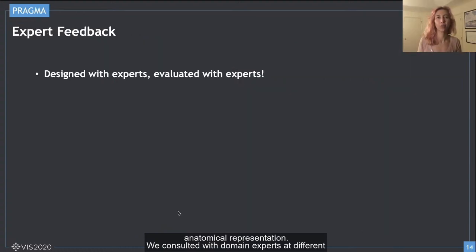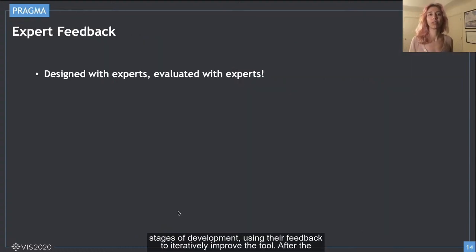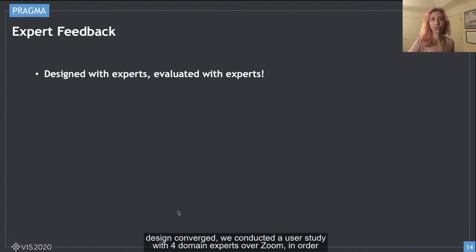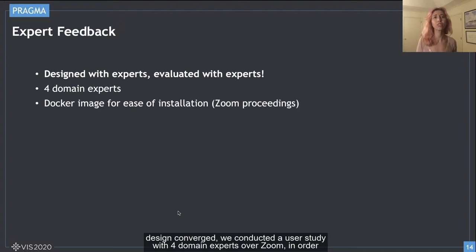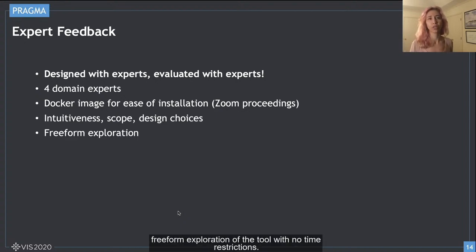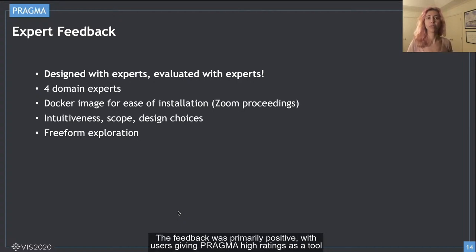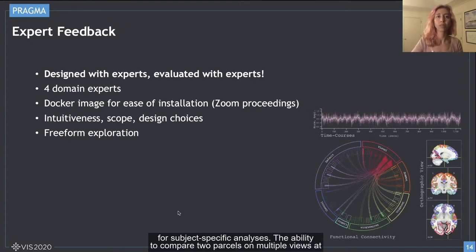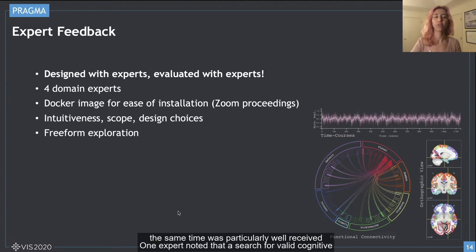We consulted with domain experts at different stages of development, using their feedback to iteratively improve the tool. After the design converged, we conducted a user study with 4 domain experts over Zoom. In order to evaluate the design choices, intuitiveness, and effectiveness of Pragma, we encouraged free-form exploration of the tool with no time restrictions. The feedback was primarily positive, with users giving Pragma high ratings as a tool for subject-specific analyses. The ability to compare 2 parcels on multiple views at the same time was particularly well-received.